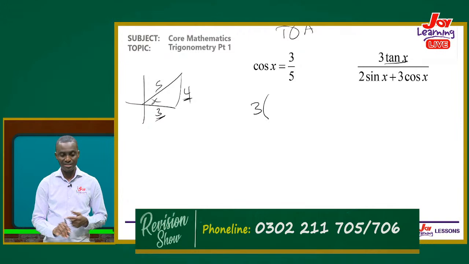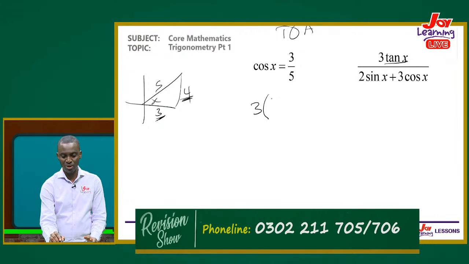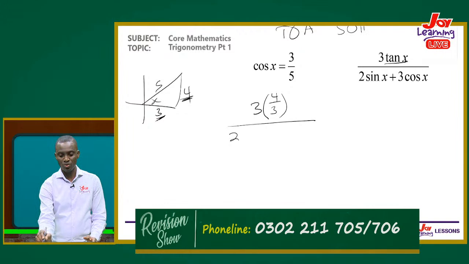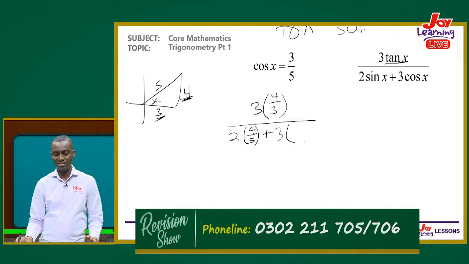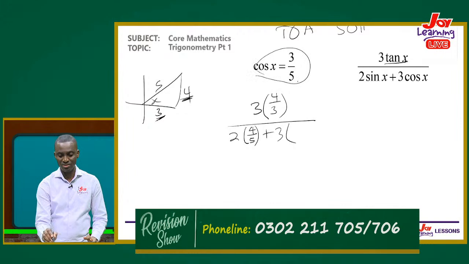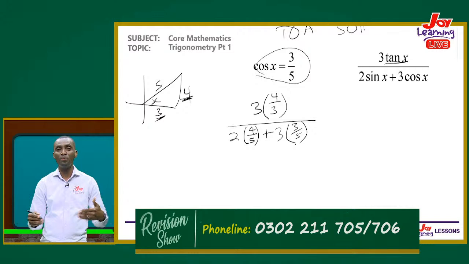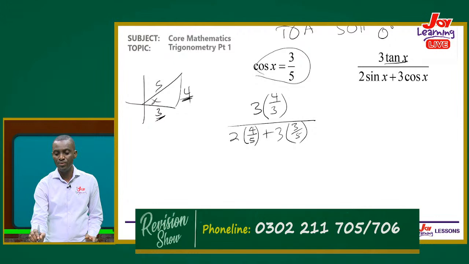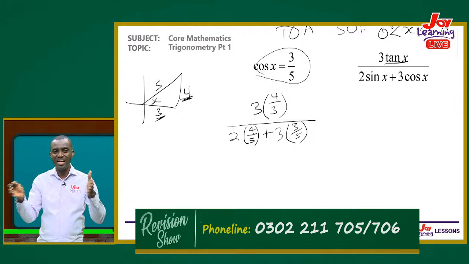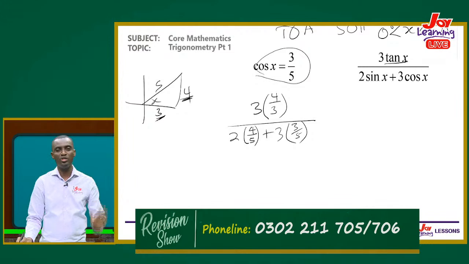So what is tan X? Tan says TOA. So opposite of tan is 4, adjacent is 3. So we are going to get 4 divided by 3. Then everything divided by 2 sine X. And sine X is opposite over hypotenuse. Opposite is 4, hypotenuse is 5. Then plus 3 times cos X. And cos says CAH, and that has already been given, so we just pick 3 on 5. And remember, each of them will be positive because we are picking it from the first quadrant. That's why the question gave you that 0 less than X less than 90. That means X lies between 0 and 90, which means we are in the first quadrant. All the ratios are positive, so we have to keep all the answers positive.